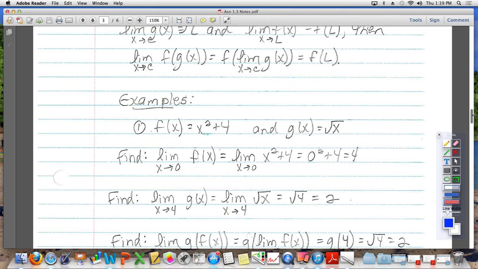All right. An example. F of x. Can I scroll down more? No. F of x is equal to x squared plus 4. G of x is equal to the square root of x.